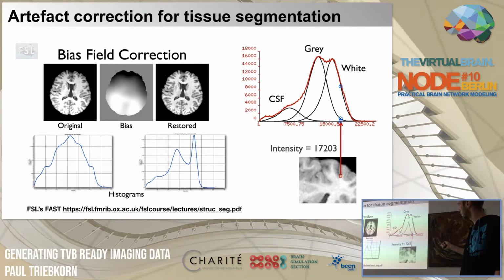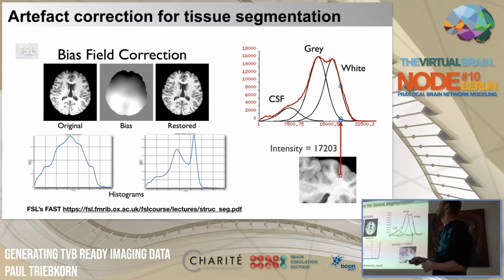This is the count. And then basically there are at least 3 tissue types in there with different intensities. This is the cerebrospinal fluid, very dark, black. We have white matter, which is very bright, and then we have gray matter, which is in between. And now we fit 3 Gaussian curves with different mean and different standard deviation to this histogram, to this distribution. And we can now use this information to identify what each voxel is. So basically we take out one voxel, this one here, which has an intensity of 17,000. Okay, so this has to be here.